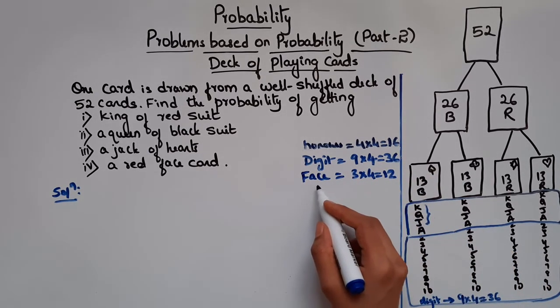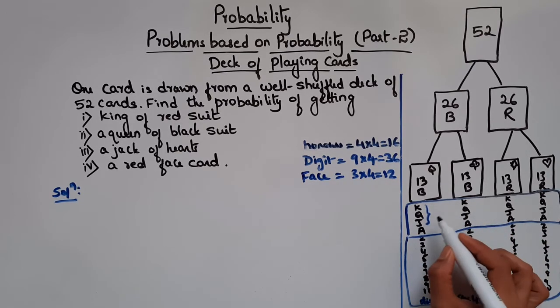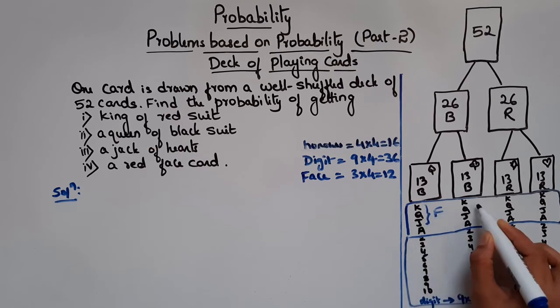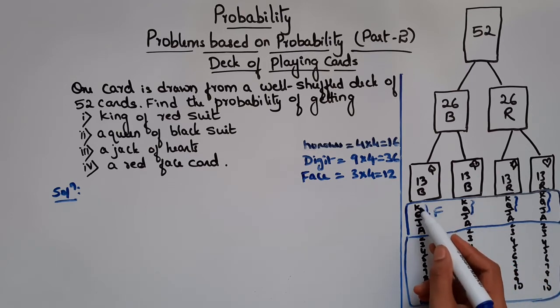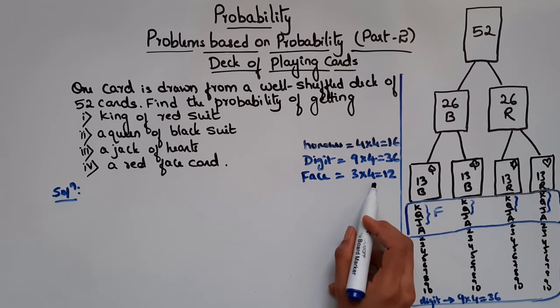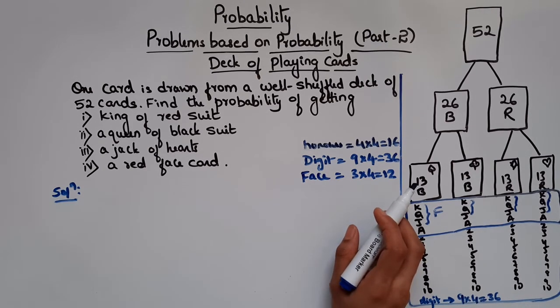What are face cards? King, queen and jack, all the kings, queens and jacks are called face cards. All these cards, king, queen and jack. So how many face cards do we have? 3 into 4. 3 4s are 12 face cards. Right? Now that we know about the cards, let's see this problem.